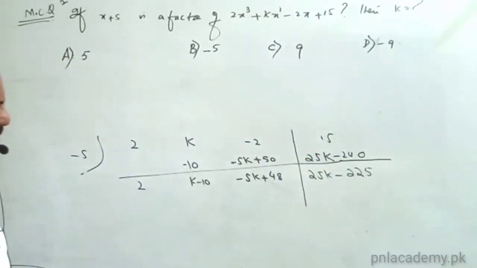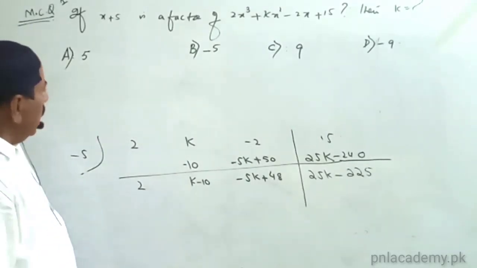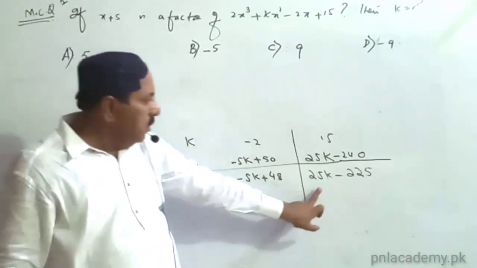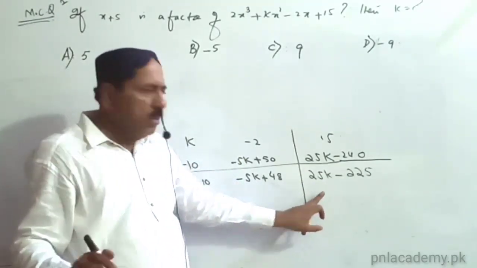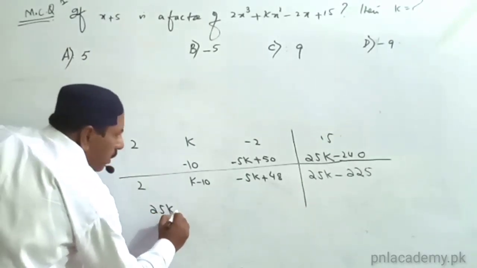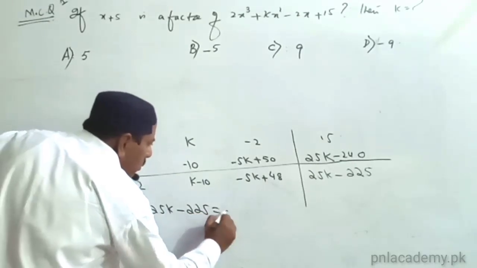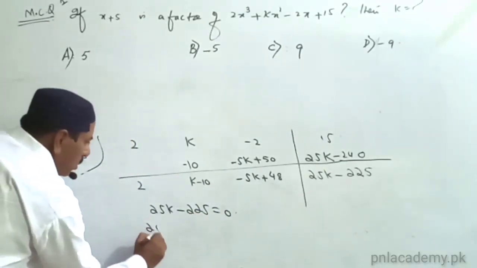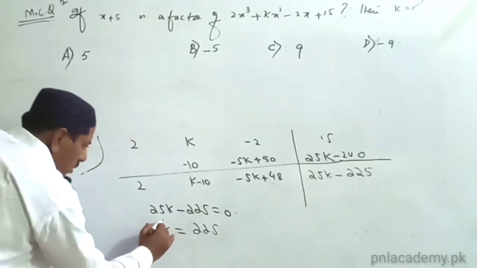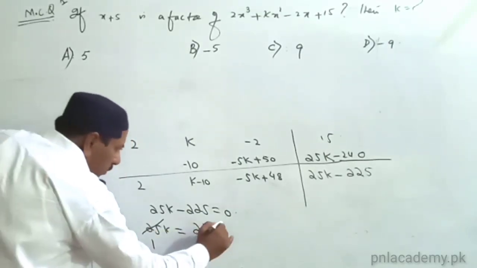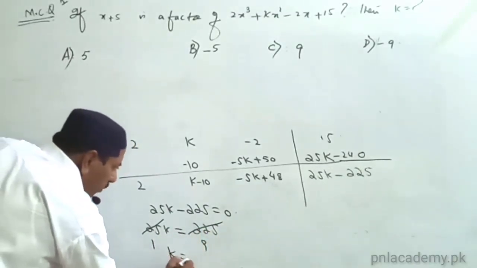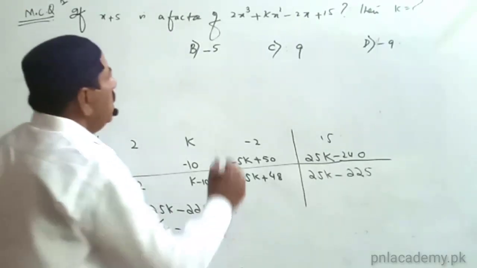So you also know that if the divisor is a factor, then the remainder should be equal to 0. So the remainder 25k minus 225 should be equal to 0. 25k is equal to 225. 25 9s are 225. The value of k is equal to 9. So C is the correct option.